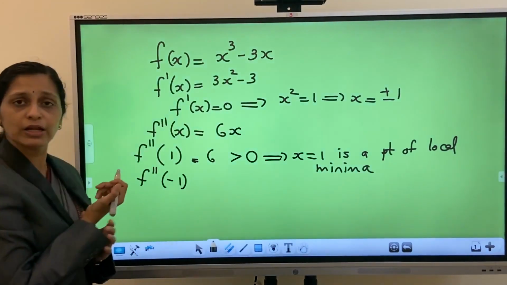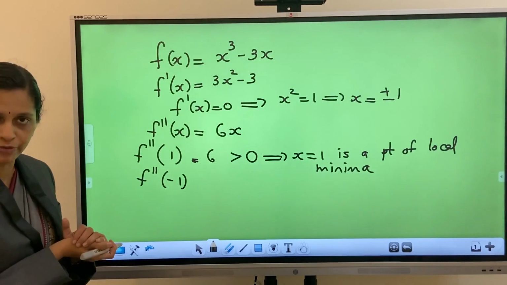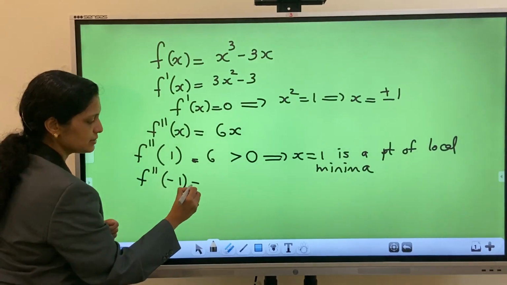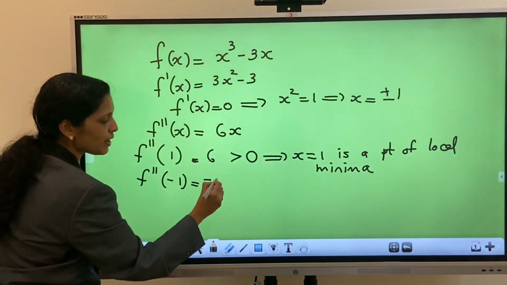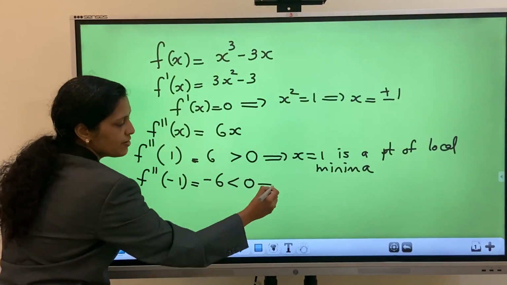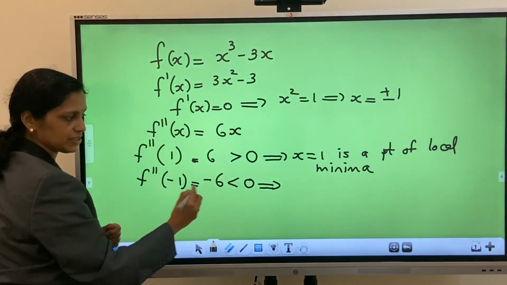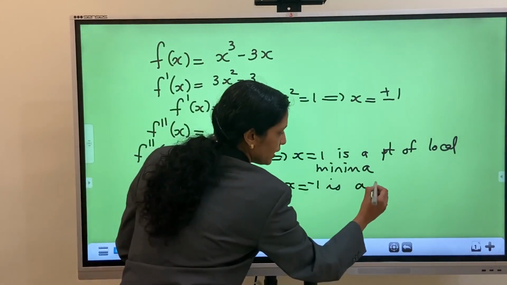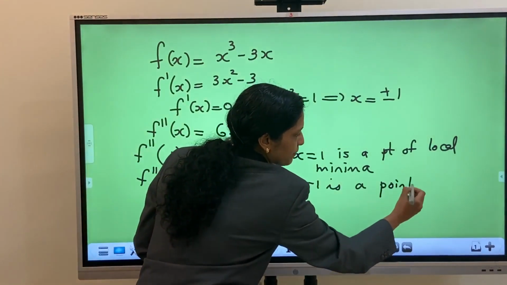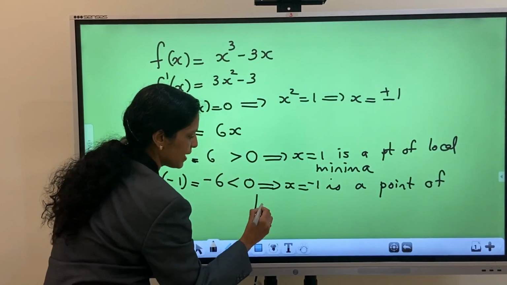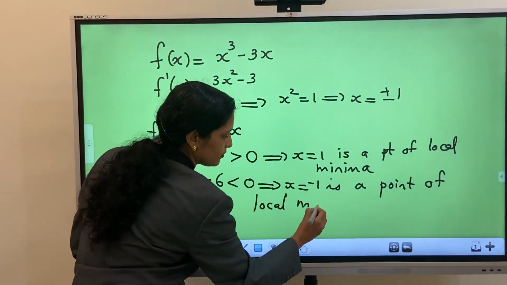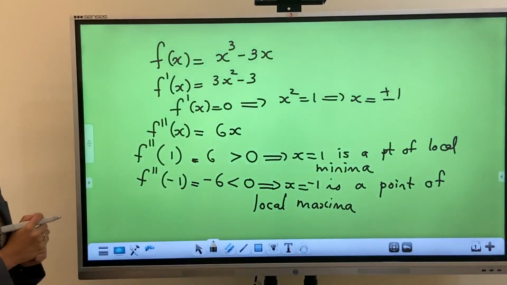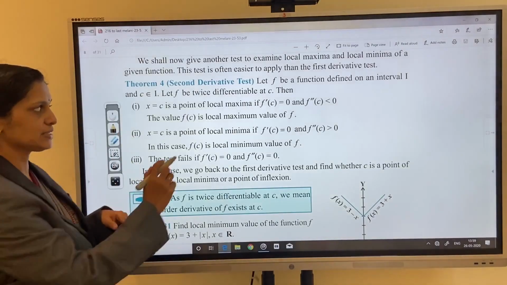And local minimum value we can find by finding f of 1, just like the previous questions. f double dash of minus 1, by giving x as minus 1, is minus 6, less than 0. When the second derivative is negative, then that point is a point of local maxima. This is the second derivative test. Therefore, the second derivative test is like this.